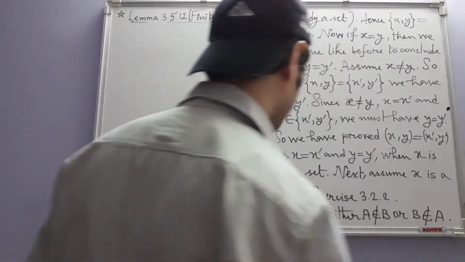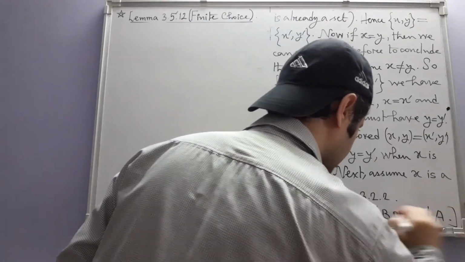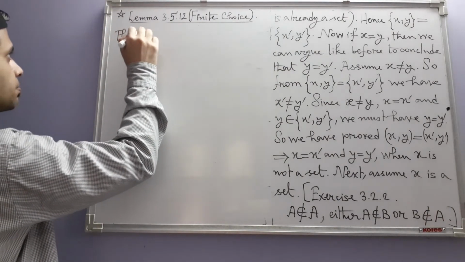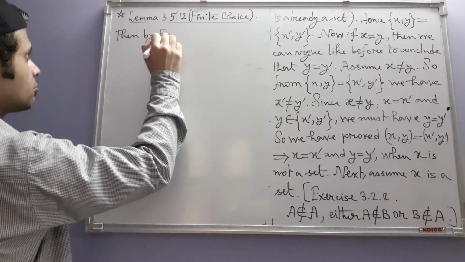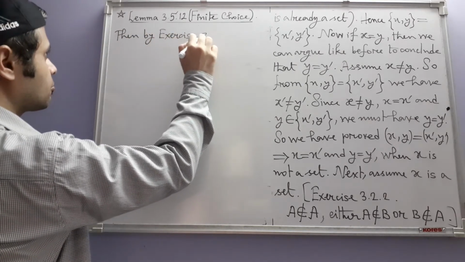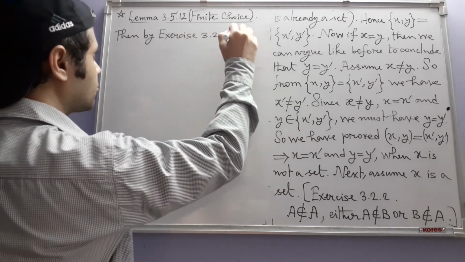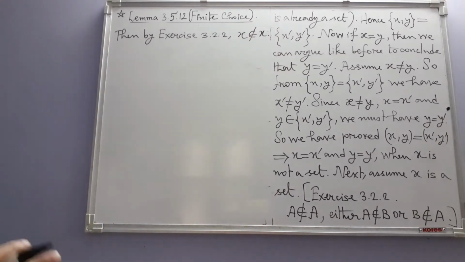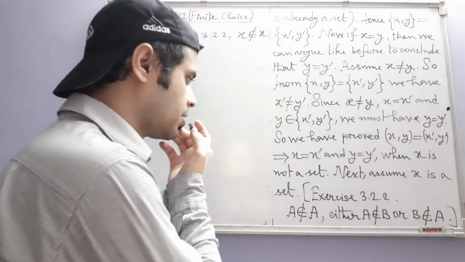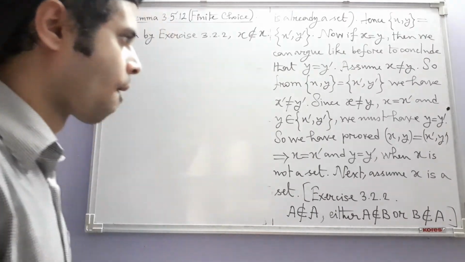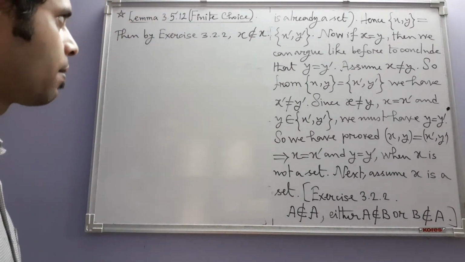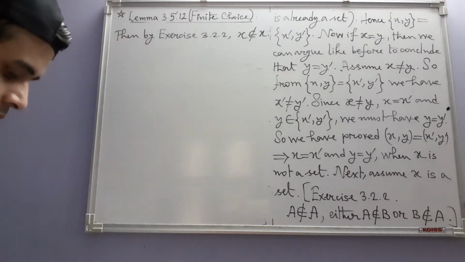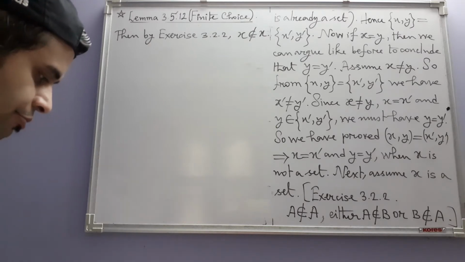Okay, so now we have assumed that x is a set. So this is exercise 3.2.2. x will not belong to itself, x will not contain itself as an element. Okay. So what do we have then? I am getting confused again.